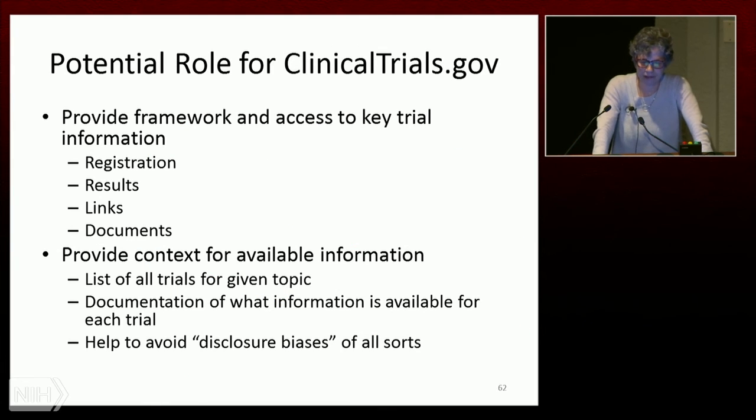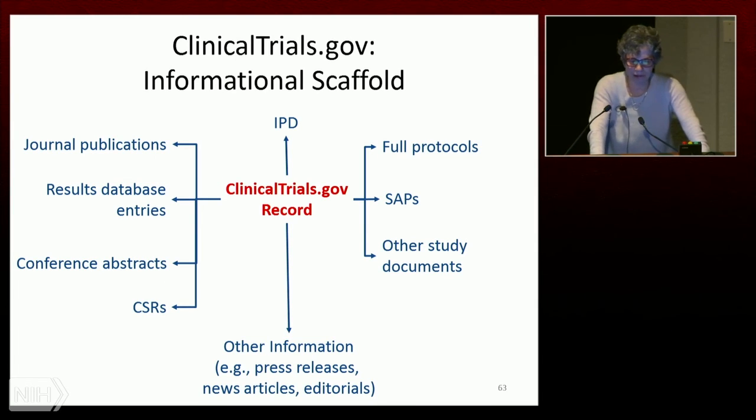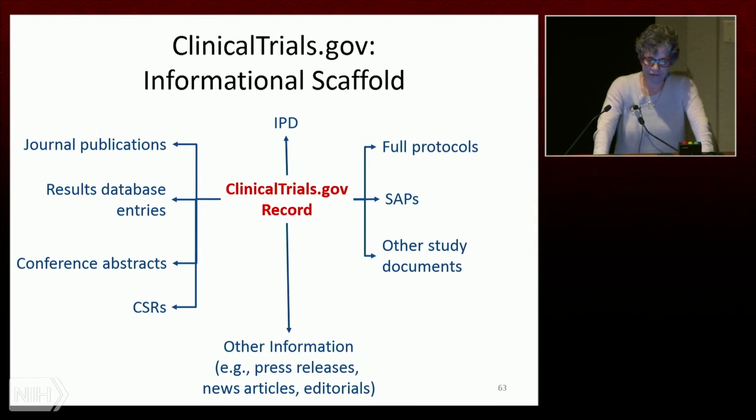let's just say there's a role for ClinicalTrials.gov to provide a framework and access to key trial information and to provide context for available information, though ClinicalTrials.gov does not have the participant level data and will not have it. It has just summary data. So here's an image of ClinicalTrials.gov as an informational scaffold where you can go to ClinicalTrials.gov, use the search engine, find the trials of interest, and find out which ones have which kind of information associated with them, with links to the information that's not in ClinicalTrials.gov itself.